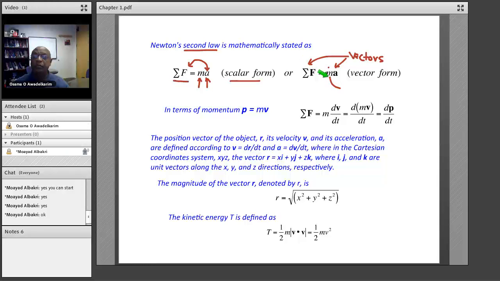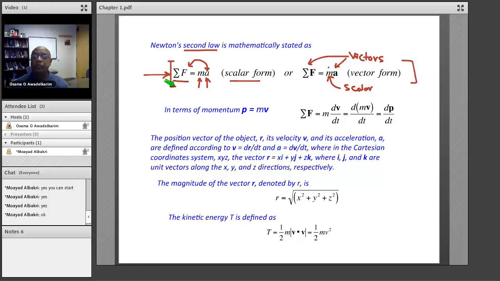Mass m is a scalar, and a scalar does not have any direction. It just has a magnitude. So mass is a scalar. Okay, so that is Newton's second law, which is this relationship here. And you probably know this relationship very well. You probably did a lot of classical mechanics problems in your first years in college, where you utilized this equation.